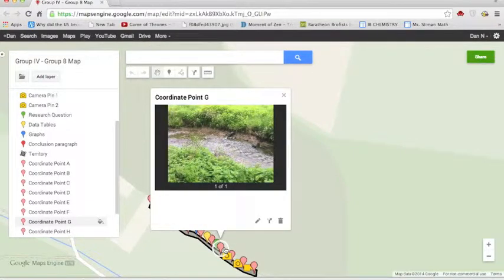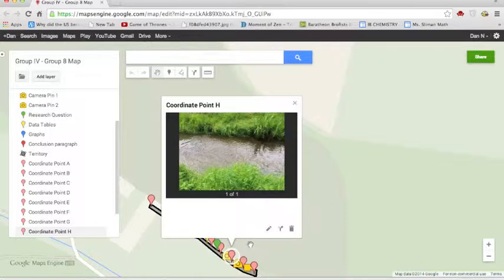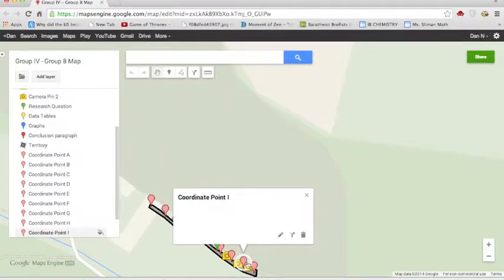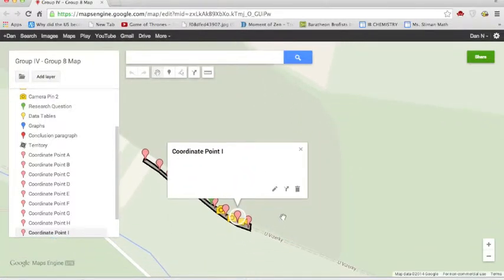Area 7 was wide and deep. The current was slow and the calculated velocity was 0.33 meters per second squared, and the maximum algae length was 81 centimeters. Area 8 was very wide and deep. The current was medium. The calculated velocity was 0.40 meters per second squared, and the maximum algae length was 94 centimeters. Area 9 was shallow but wide. The current was quite fast. The calculated velocity was 0.46 meters per second squared, and the maximum algae length was 97 centimeters.